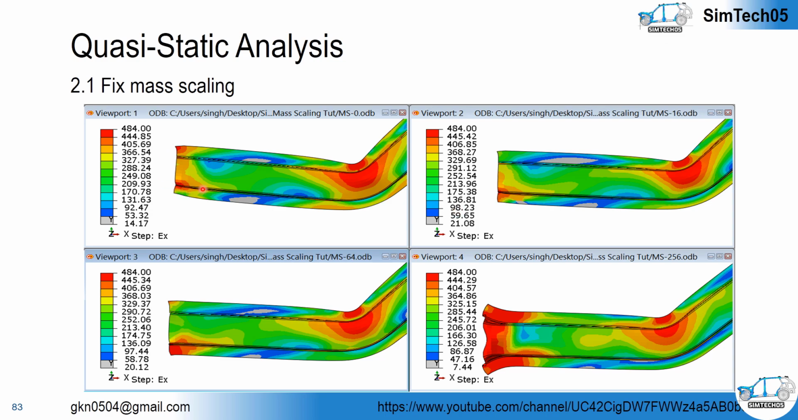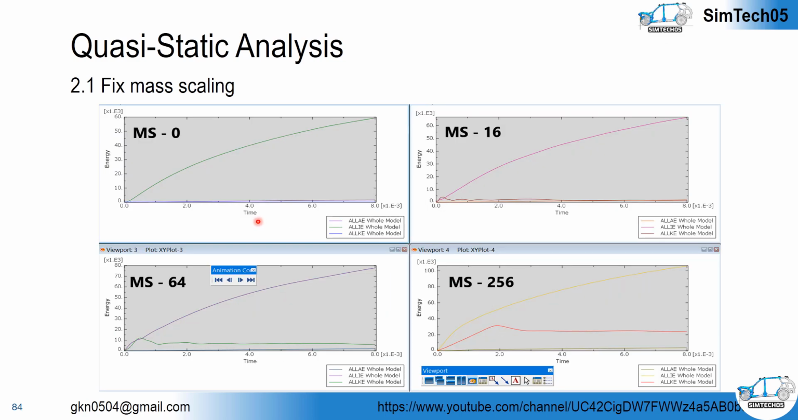See, this deformation pattern is quite similar for the first and second condition. For the third case also, here we have mass scale factor as 64, the deformation pattern is quite similar. But in the fourth condition, due to huge mass in the system, inertia is dominant and the deformation pattern is not accurate. So sometimes by visualization you are able to predict whether your results are accurate or not, but many times it's not possible. So we have to check the energy.